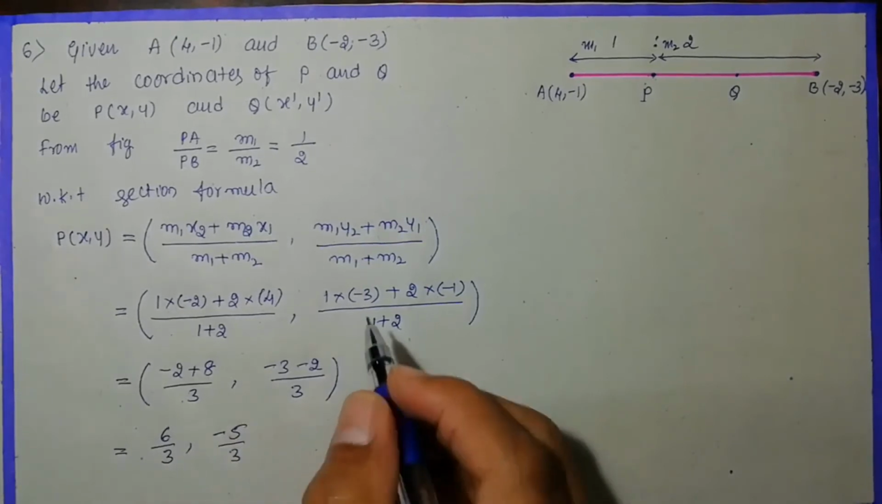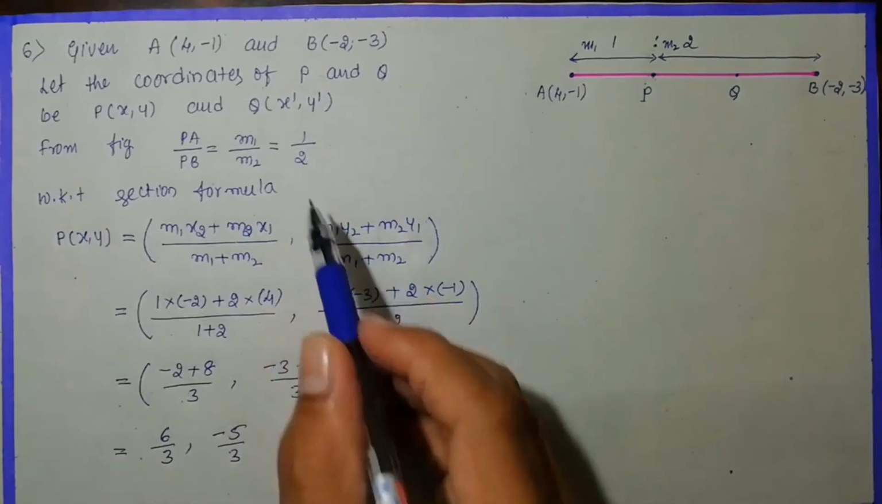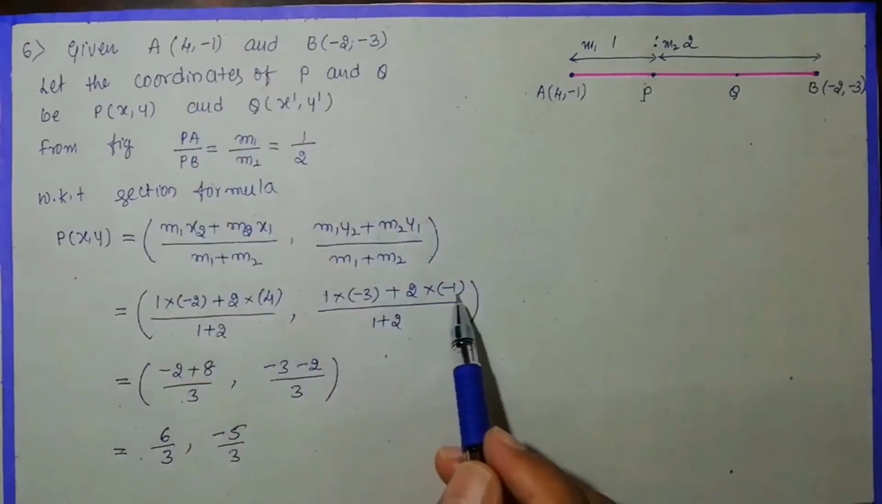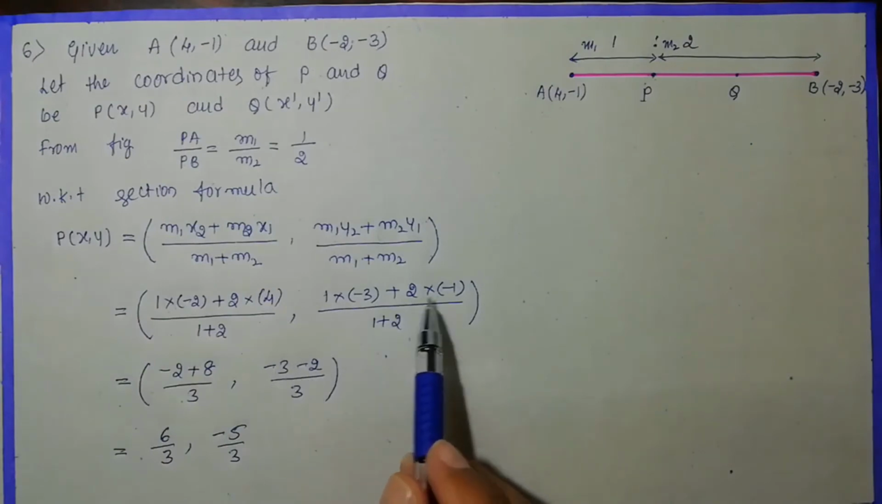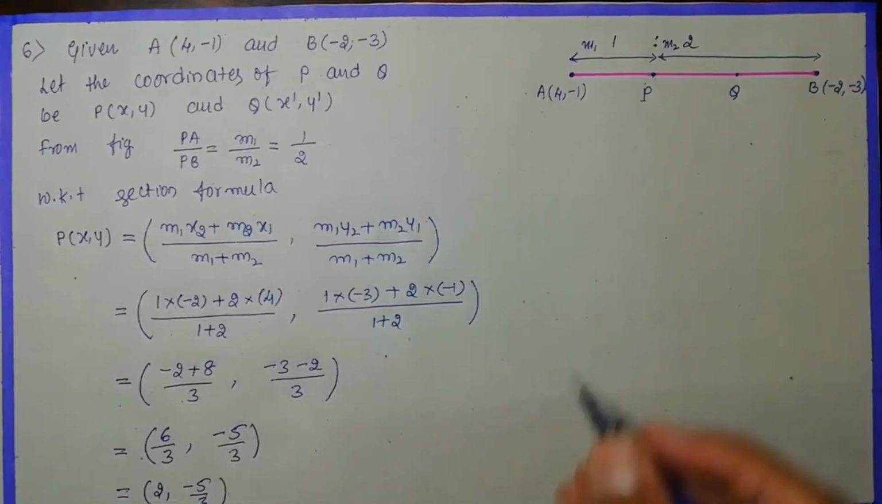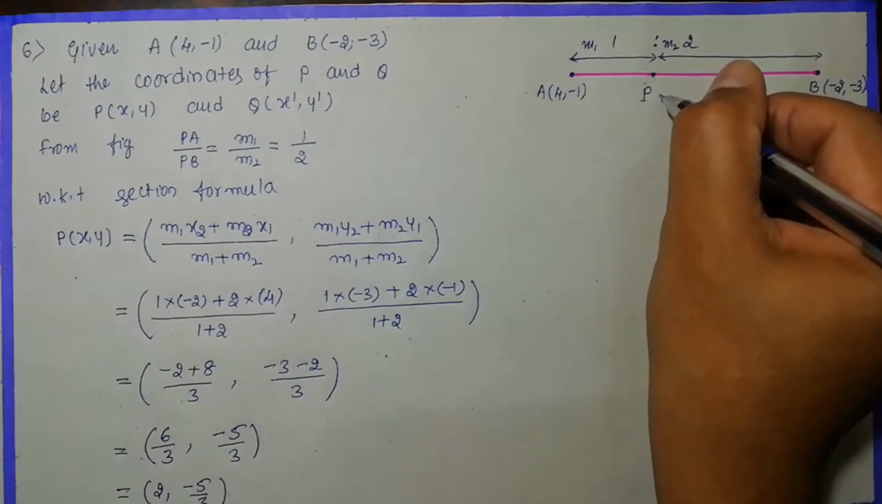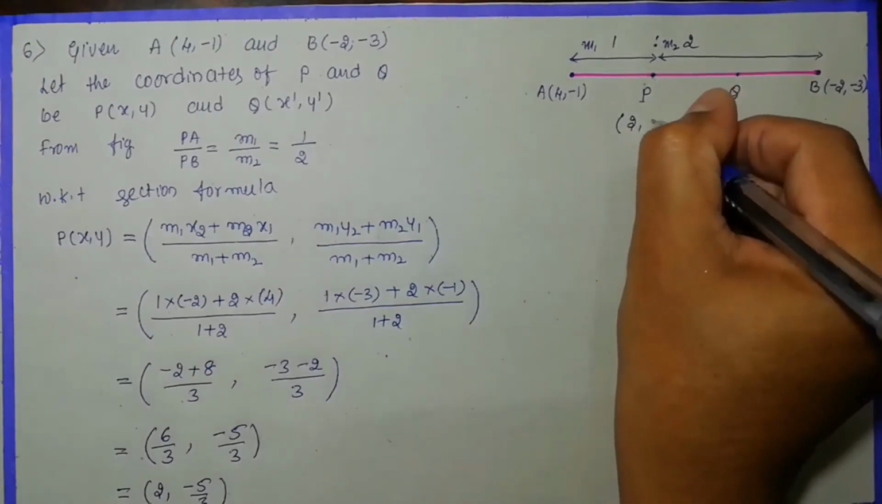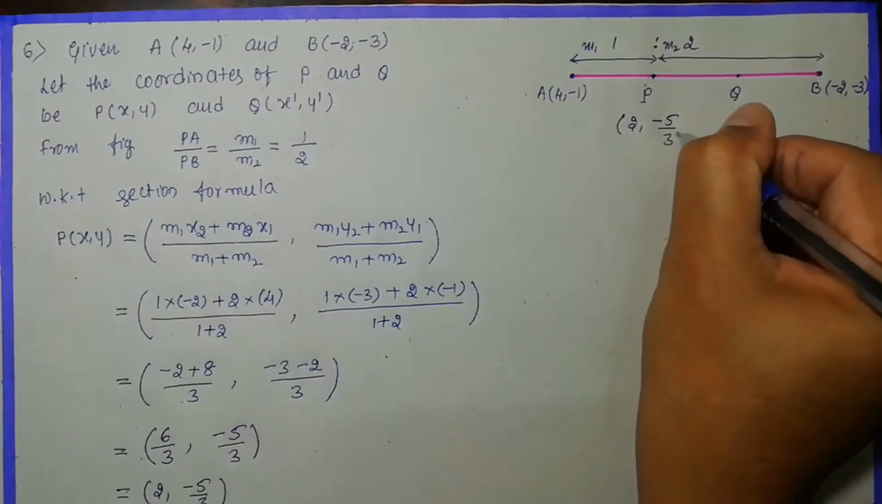Now let us verify this one. 1 into (y2 minus y1), that is -3 minus 1, which gives -3 minus 2, that is -5. So now only the x coordinate will get simplified: 2, comma, -5 divided by 3. Therefore the coordinates of this point are 2, comma, -5 divided by 3.